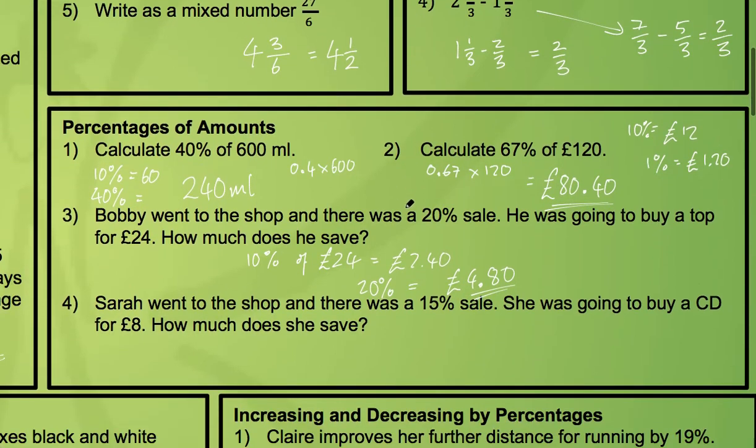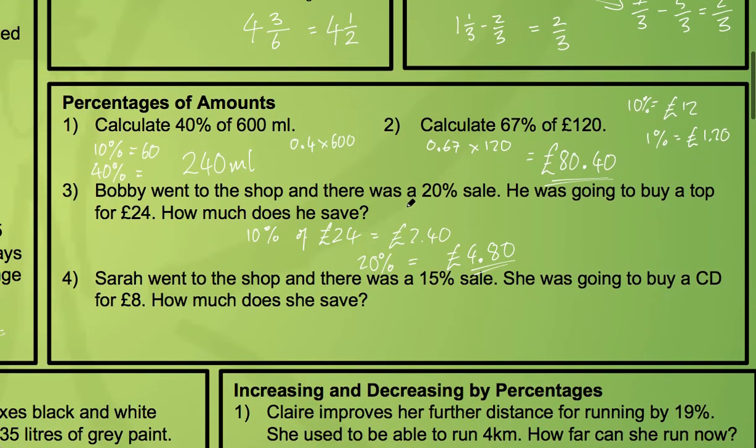Sarah went to the shop and there was a 15% sale. She was going to buy a CD for £8. How much does she save? It's the same kind of problem. It's basically asking what is 15% of 8. So on a calculator I would do 0.15 times 8 for the answer to this. And remember, this is not reducing by 15%. This is asking how much is the value of 15% of the £8.